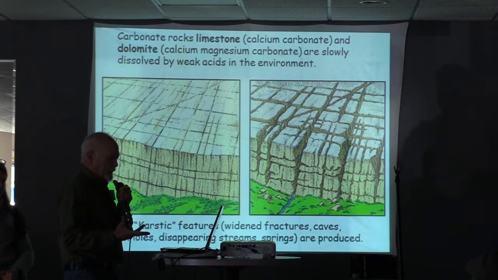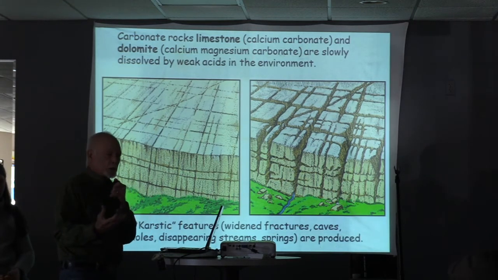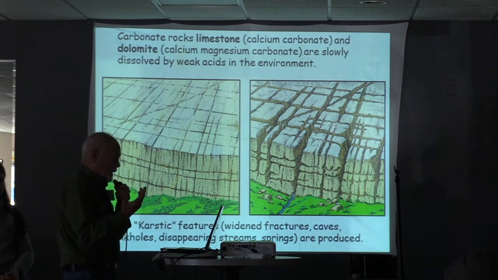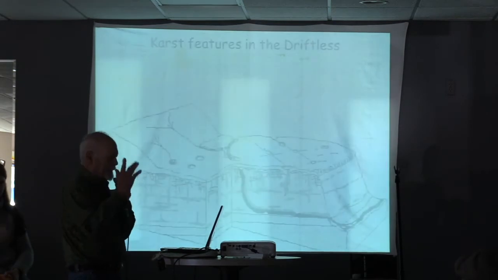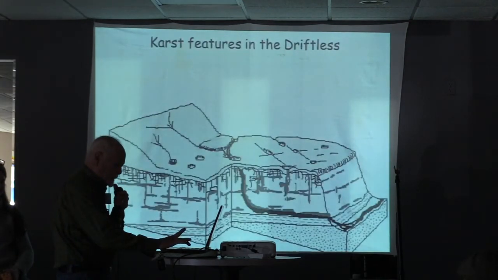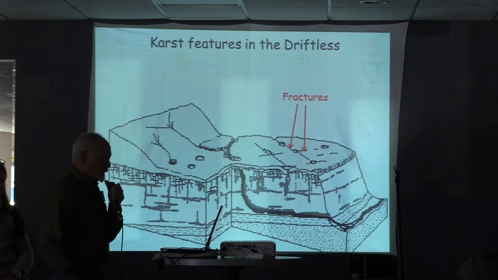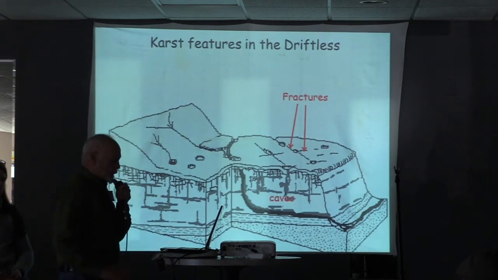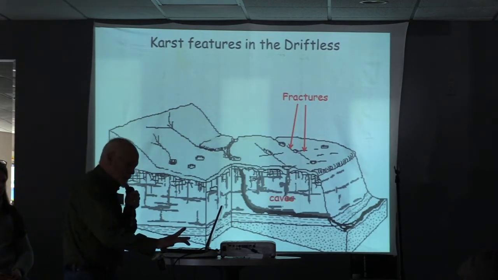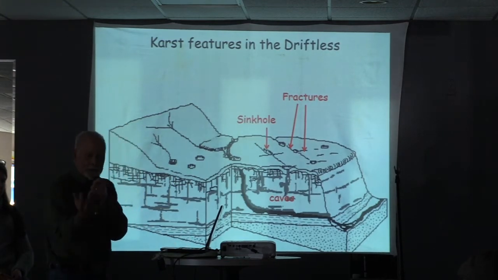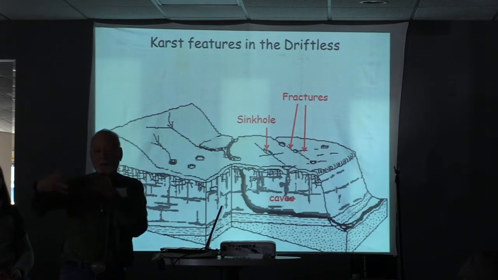The resulting solution features are things like widened fractures, caves, sinkholes where caves collapse, and disappearing streams. I have a diagram that'll show that. This is out of Minnesota, but it works well all over the Driftless. So here are a couple of fractures. Here's a cave. If a cave collapses, you have, lo and behold, a sinkhole. And that sinkhole will serve as a funnel. Water will flow into that sinkhole and then go down.